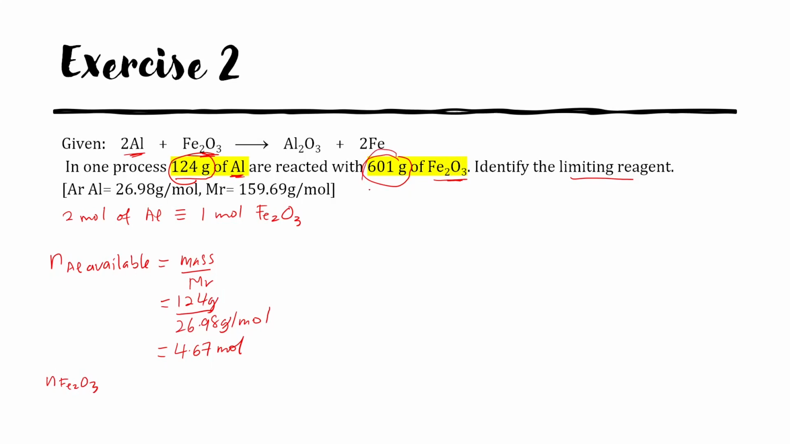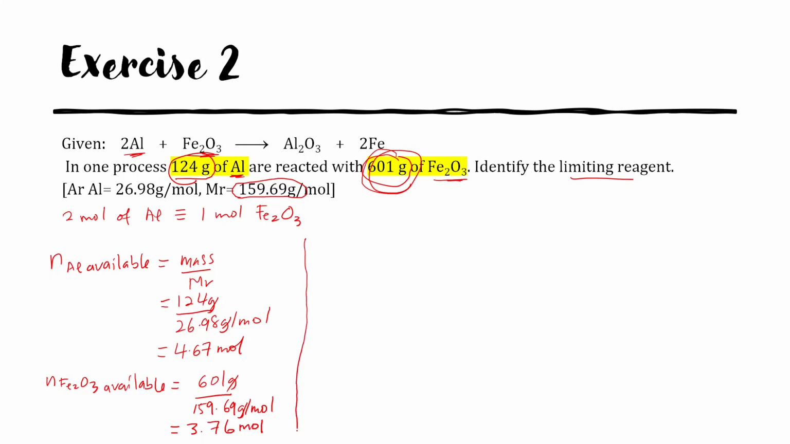And number of mole of Fe2O3 available, or what is given to you, is mass over Mr: 601 gram over Mr, shown here, 159.69 gram per mole, cancel off. So this one I have recalculated. It is actually 3.76 mole.